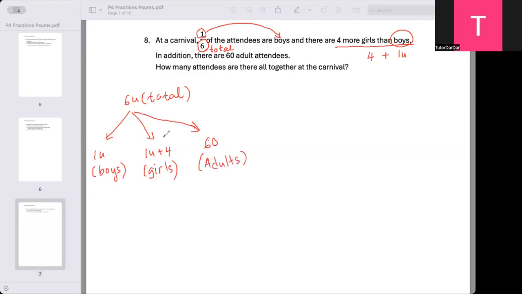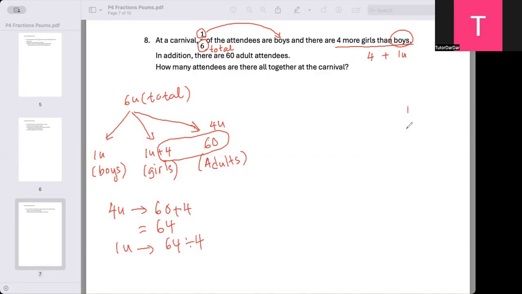So let's look at this. We have 1 unit here, we have 1 unit here, and 6 units is the total. So we are left with 4 units. This 4 units is going to be these two combined, because we already have 1 unit here and 1 unit here. So 4 units is 60 plus 4, which is equal to 64. So for 1U, you will get 64 divided by 4.